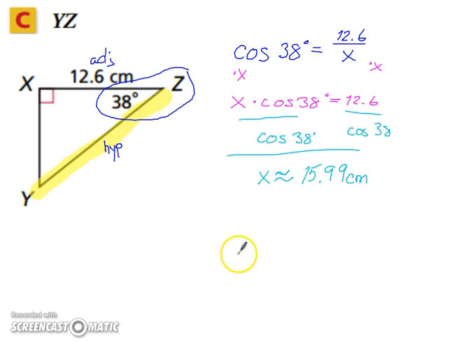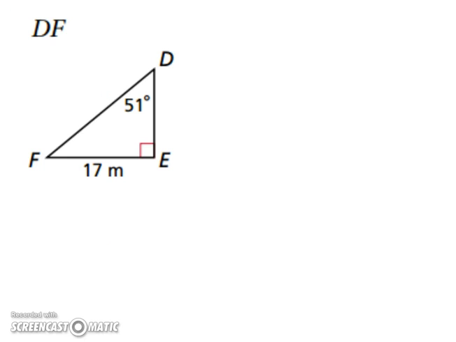If you got that one, great. If not, hopefully my explanation made it make a little bit more sense. But let's try another one. Now that you've had a few moments to try this one on your own, let's try it together. Well, we're looking for DF. So let's highlight DF.